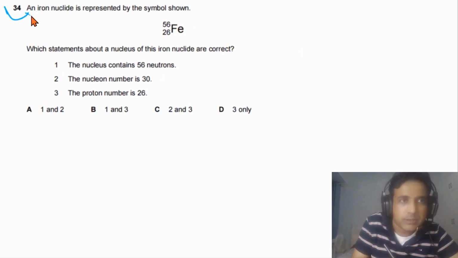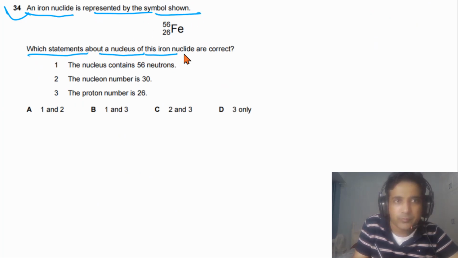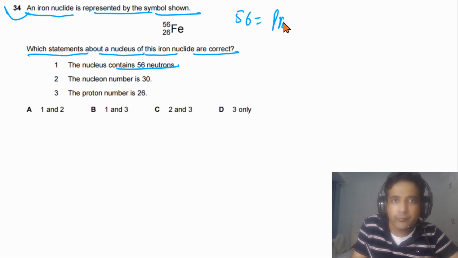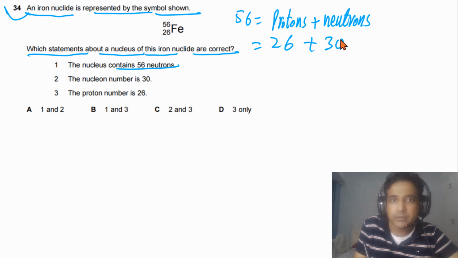Question 34 says an iron nuclide is represented by the symbol shown. Which statements about a nucleus of this iron nuclide are correct? The nucleus contains 56 neutrons. Actually 56 is not the number of protons or neutrons alone; it represents the mass number, the number of protons plus the number of neutrons. In this case there are 26 protons and there are 30 neutrons. So this statement is incorrect.